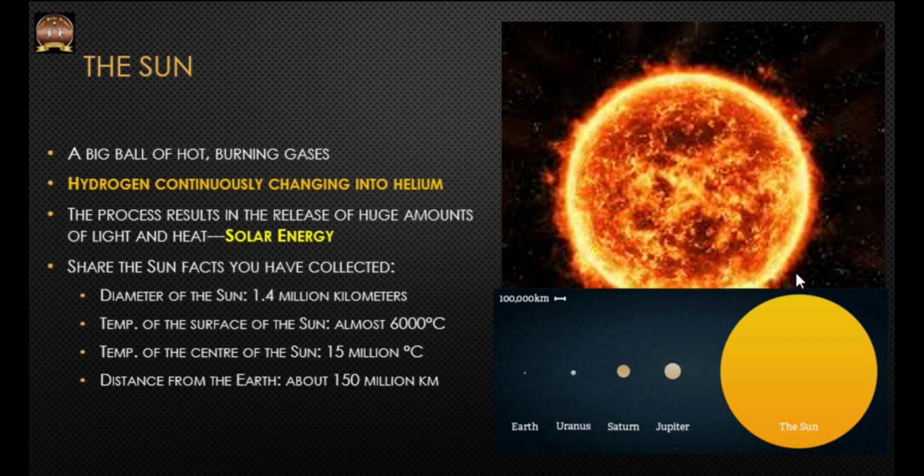It's the sun's gravitational and magnetic field that's holding together our entire solar system, allowing the planets to move around their orbits. Here are some sun facts that you must have collected.